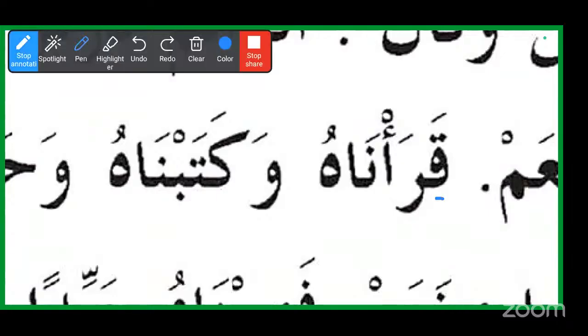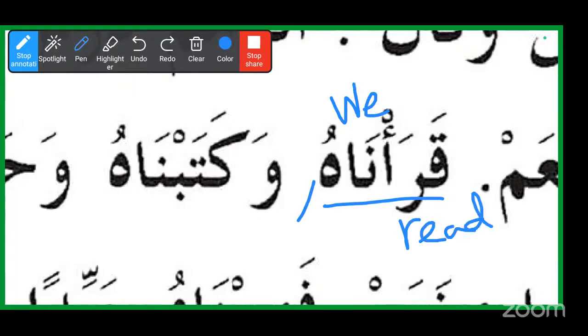قرأناه. قرأنا means we read, and قرأناه means we read it. So the na is for we, قرأ is for read, and hu is for it, the lesson. فعل فاعل مفعول, a complete sentence. Subject, verb, object, right? فعل فاعل and مفعول.